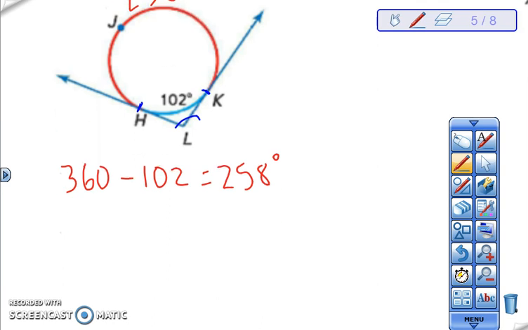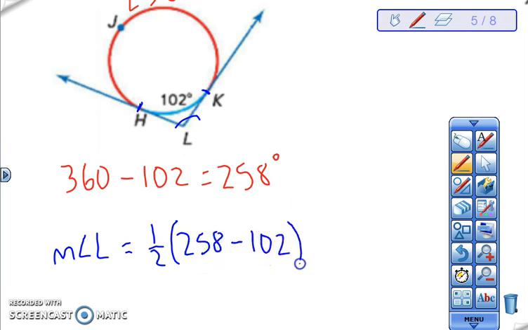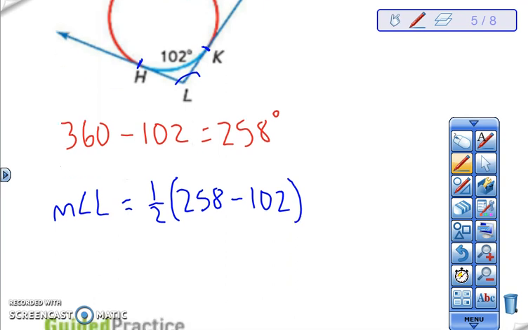Since angle L is outside the circle, the measure of the angle is 1/2 of the big arc minus the small arc. So angle L equals 78 degrees.